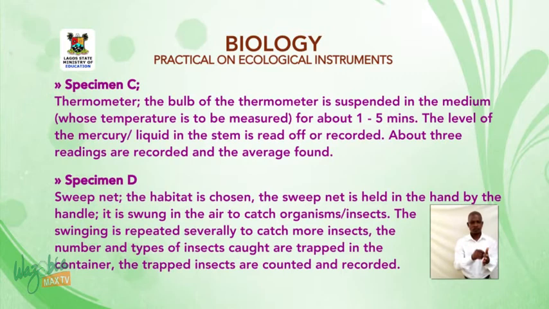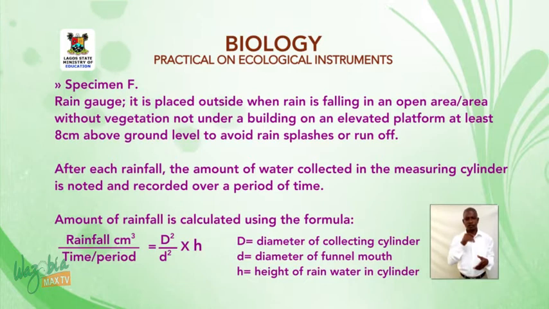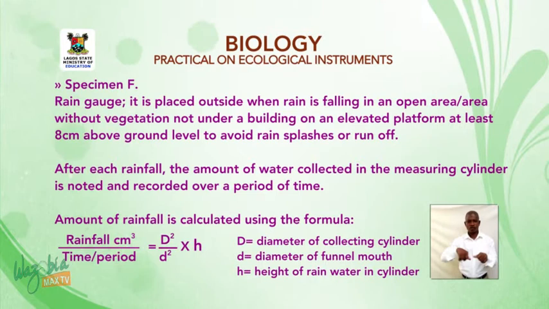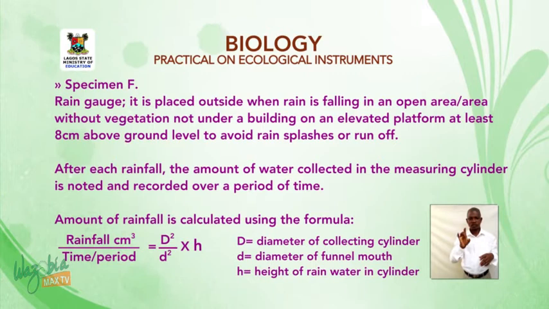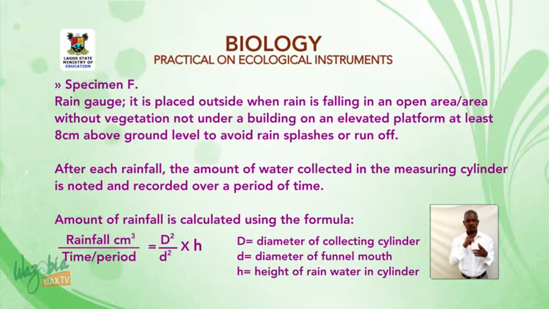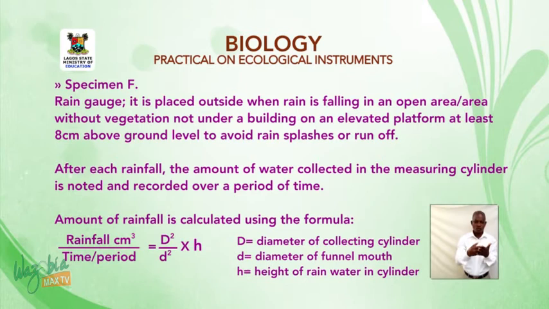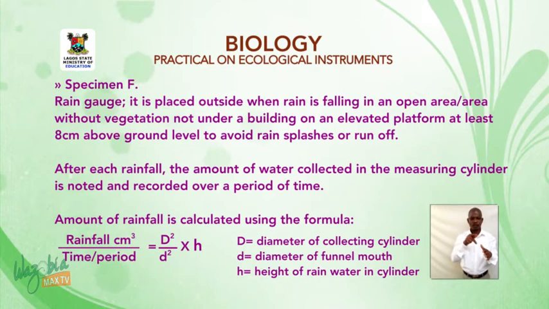Specimen F, rain gauge. It is placed outside when rain is falling, in an open area or area without vegetation, not under a building, on an elevated platform, at least 8 centimeters above ground level to avoid rain splashes or runoff. After each rainfall, the amount of water collected in the measuring cylinder is noted and recorded over a period of time.